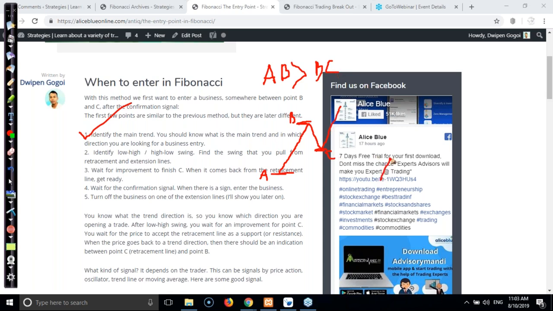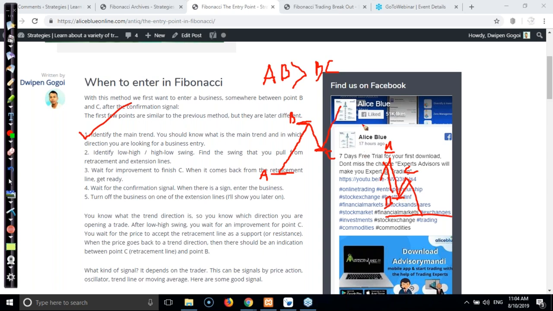Now you can see this is like that, like that. Here you can see this is A point and this is B point, right? This is B point and this is C point. So you can see AB is larger than BC, right? That means the trend is down, remember. Got it? What I'm talking about.